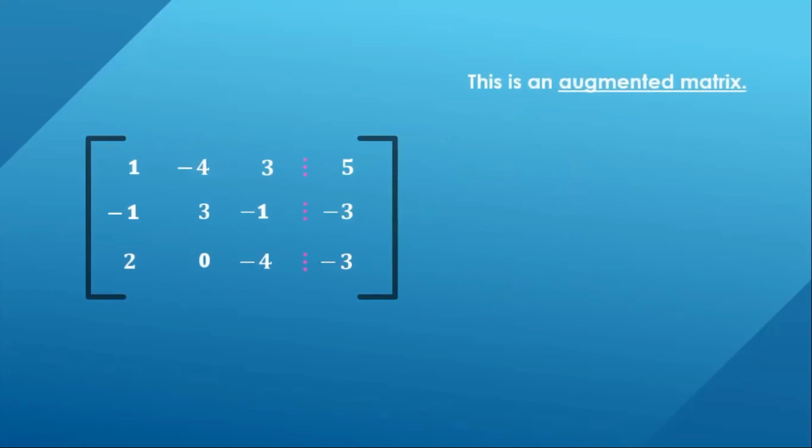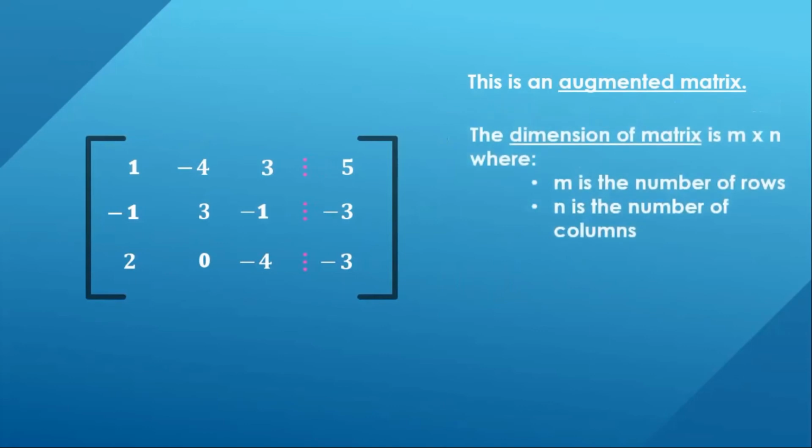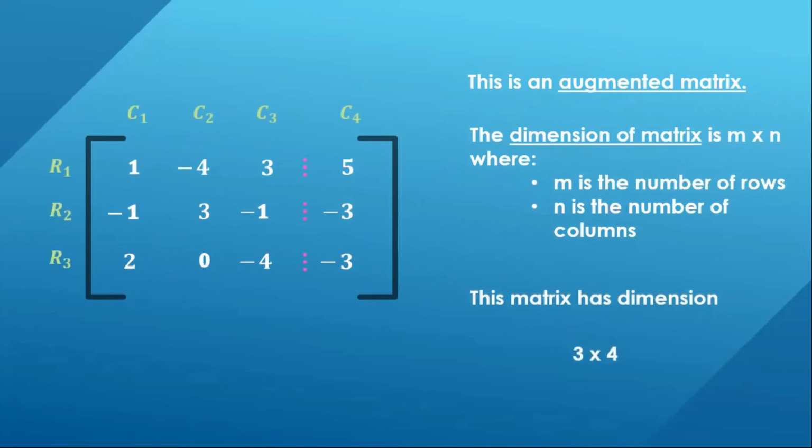One other comment, the dimension of a matrix is m by n, where m is the number of rows and n is the number of columns. In this example, as we have 4 columns and 3 rows, we have a matrix that has dimension 3 by 4.